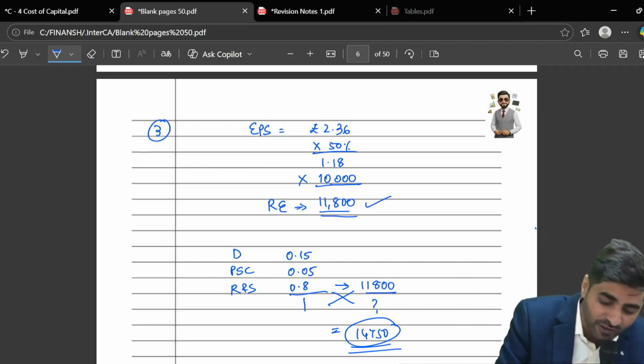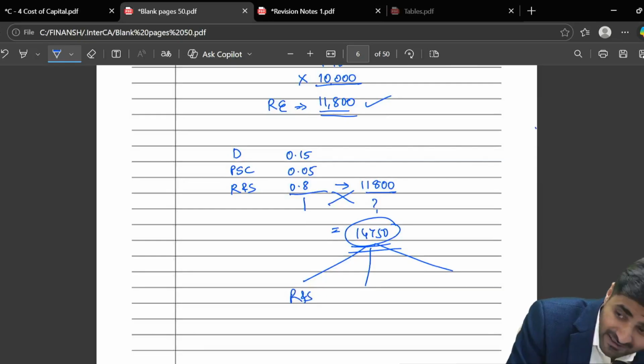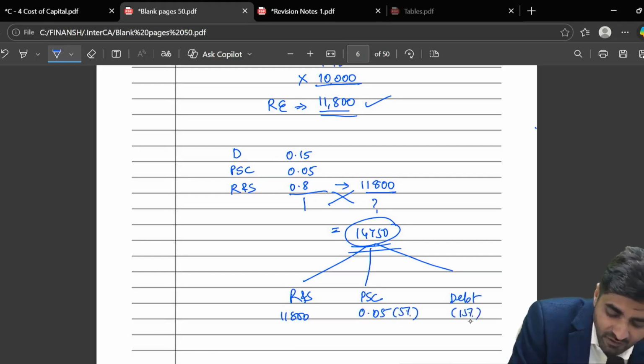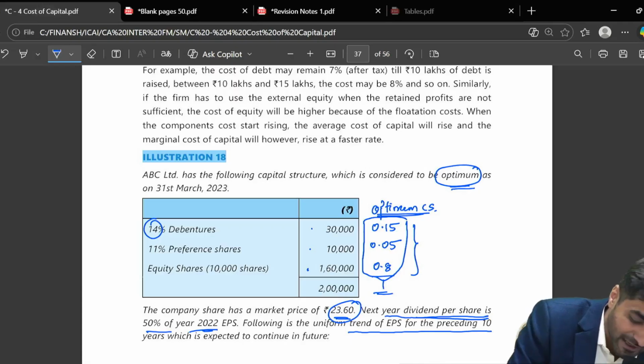And out of this 14,750, can I say I'll be having reserves and surplus? Yes, sir. What will be that amount? 11,800. Will I be having any preference share capital? Yes, sir. That will be 0.05, that is 5% of this. And then I'll be having my debentures, which is 15% of it. Got it, everyone? Okay.